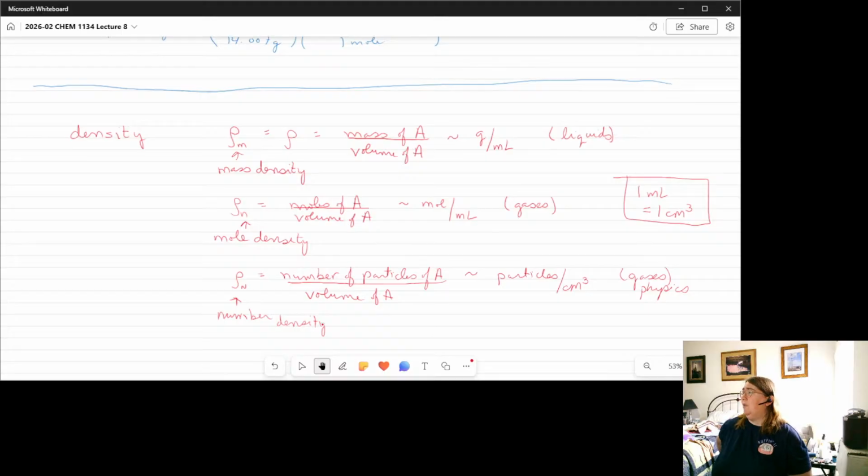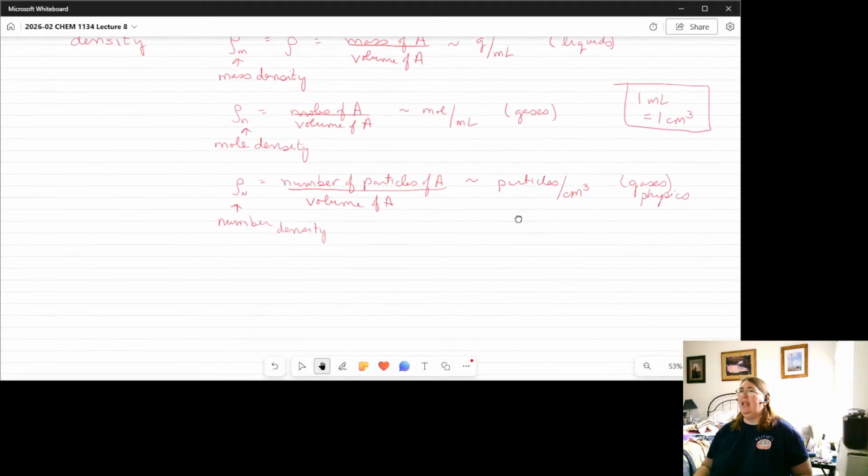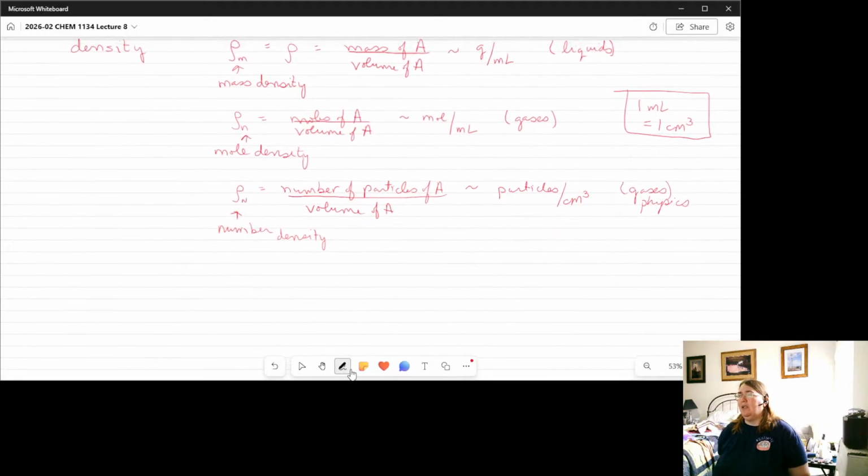Now, all of these are interchangeable. Let's look at how to do that in our last 10 minutes. Let's look at this for water, because this gives us a good opportunity to see how to work with this. So the mass density of water at room temperature is 1.00 grams per milliliter. The molecular formula for water is H2O. Now, the first thing I have to do in order to convert grams to moles is I need a conversion factor.